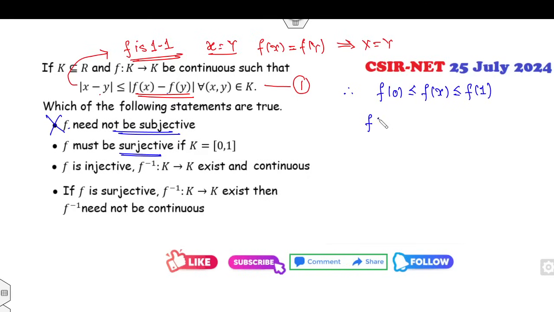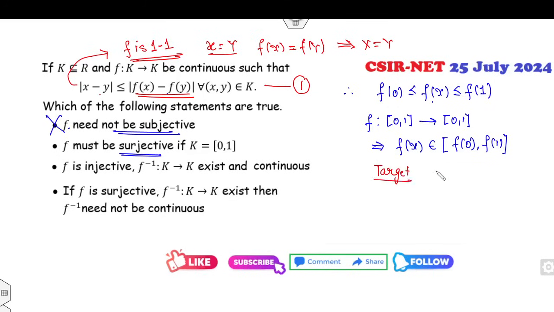What does it mean? If f is a mapping from [0, 1] to [0, 1], that means f of x lies between f of 0 and f of 1. Fine. By using this condition, how can you prove onto? What will be your target? Your target is to prove that f of 0 is 0 and f of 1 is 1. Then only it will be onto.